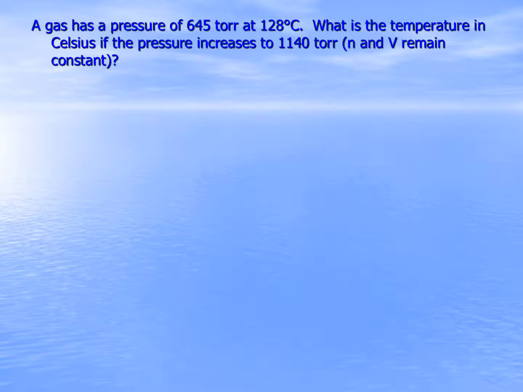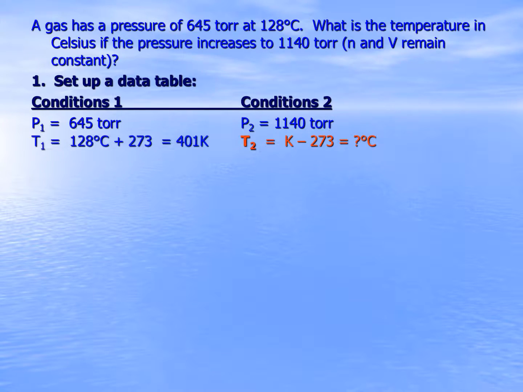A gas has a pressure of 645 torr at 128 Celsius. What's the temperature in Celsius if the pressure increases to 1140 torr? Notice we're using torr here, which is the same basic unit as millimeters of mercury. Moles and volume are constant, so this is a pressure-temperature relationship. We've got our P1, our T1, our P2, and our T2.